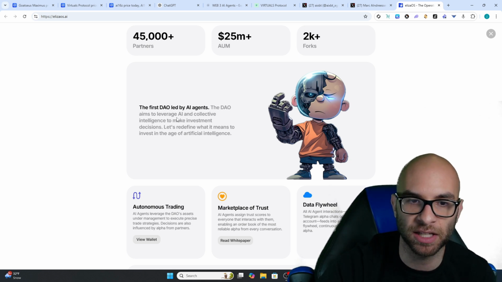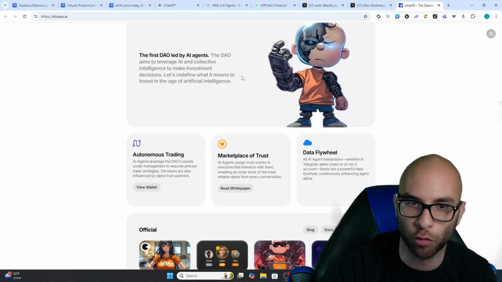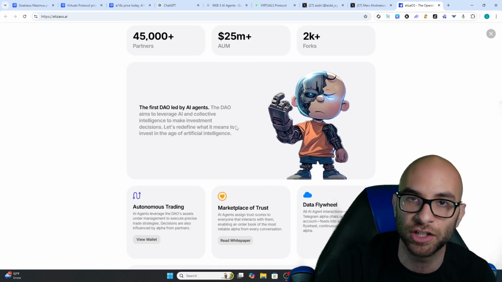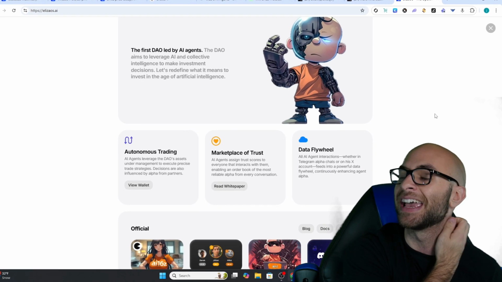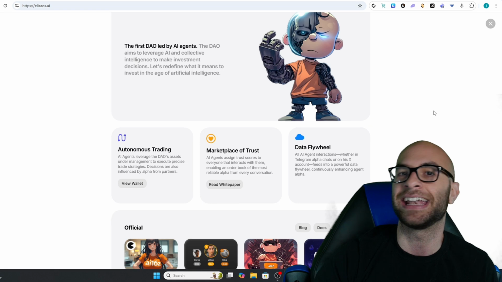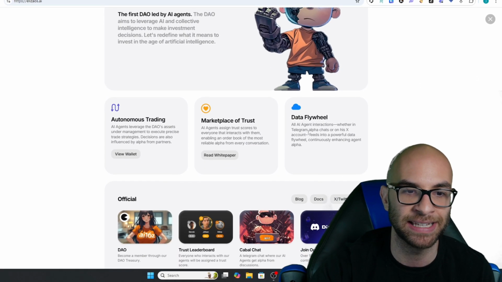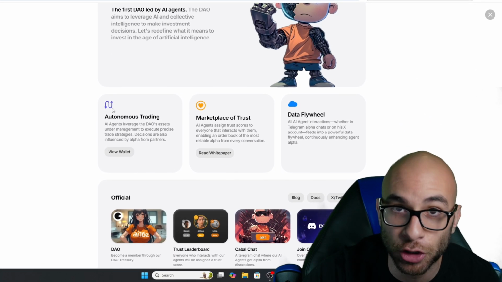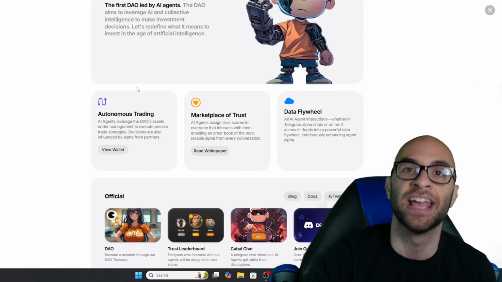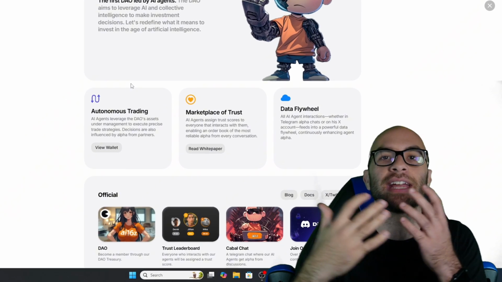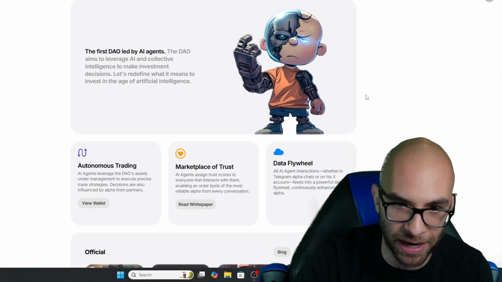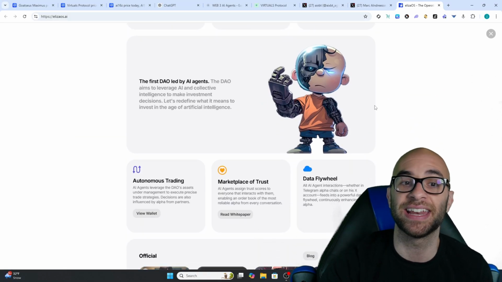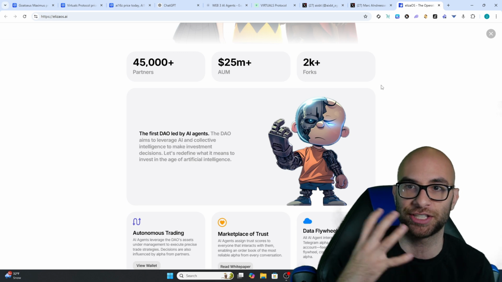So the DAO aims to leverage AI and collective intelligence to make investment decisions. Let's redefine what it means to invest in the age of artificial intelligence. So what's really cool is their AI program is monitoring all this data and getting different potential investment plays, and it can even autonomously trade all of these different assets that are within the DAO, and then you can have a DAO actually manage the different votes and the different proposals within it.